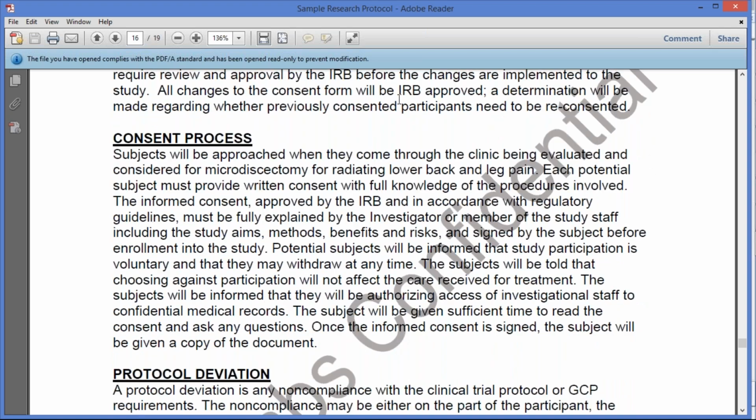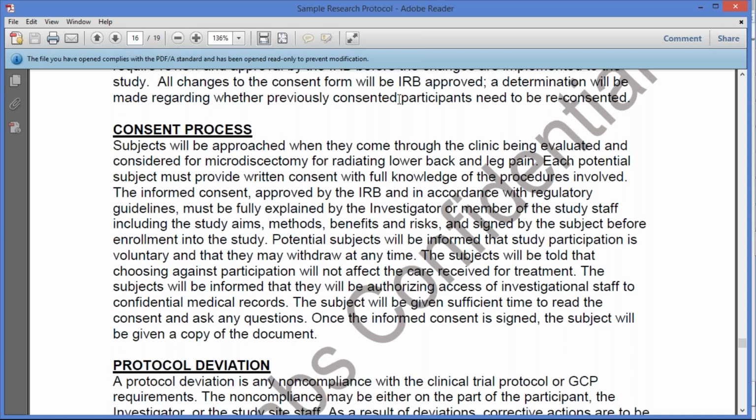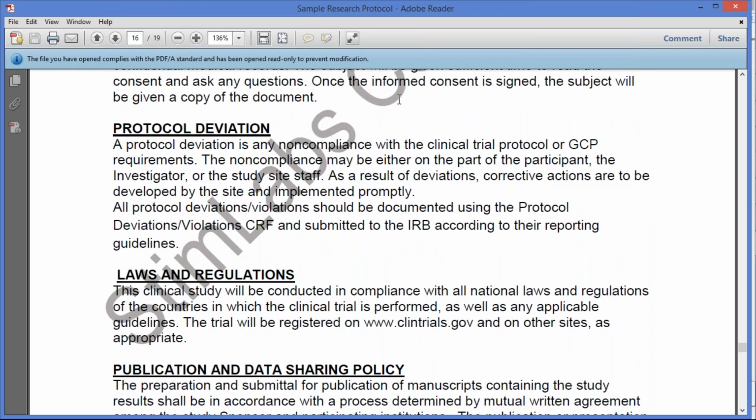Consent process explained here: how you reach the subject, what kind of information you have to give to the subject, how to take the consent. All these will be explained here. In case of any protocol deviation, non-compliance with the protocol: if you're not following protocol, if subject is not following protocol, that should be here in the protocol deviation. Let's say so-and-so drug is a prohibited drug, but still the subject is taking the drug. It is protocol deviation. It should be mentioned on the CRF.